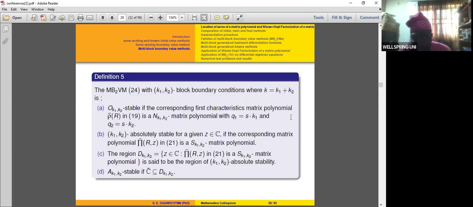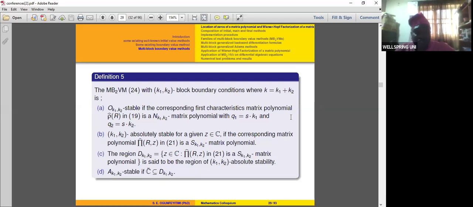Then we have the following definition. We all know what is A-stable or what is zero stable. In boundary value method, we don't say A-stable, we don't say zero stable. All what we say is 0_{k1,k2}-stable and A_{k1,k2}-stable. In definition 5a, we say that a multi-block boundary value method is 0_{k1,k2}-stable if the corresponding first characteristic matrix polynomial in 19 is what? N(k1, k2).